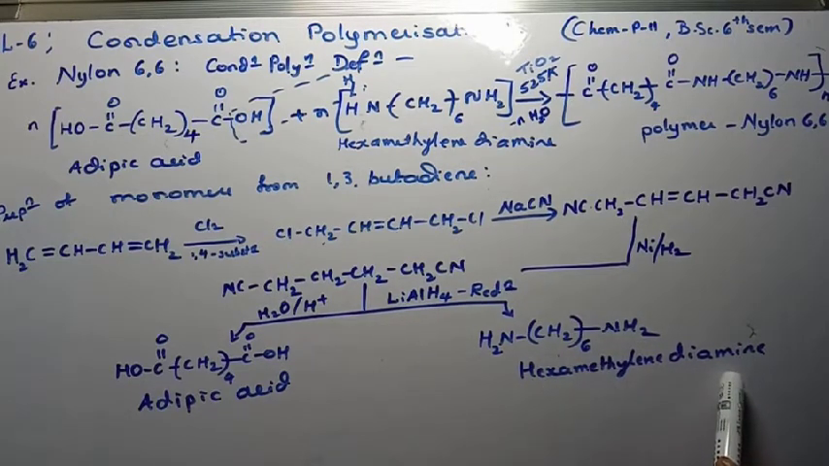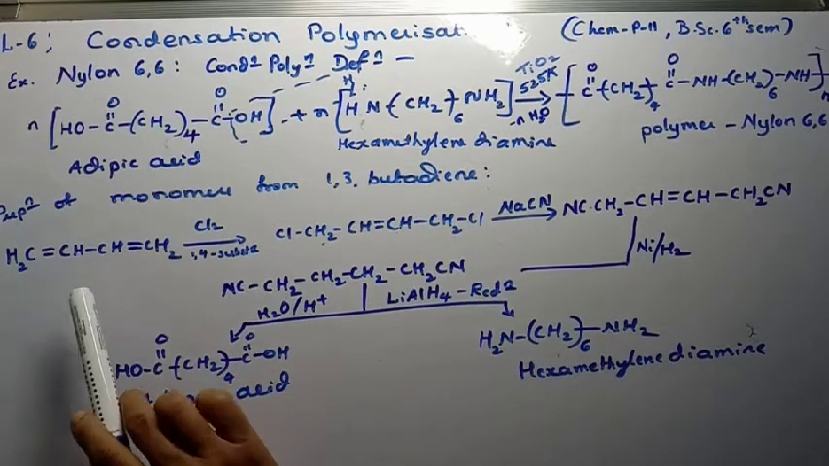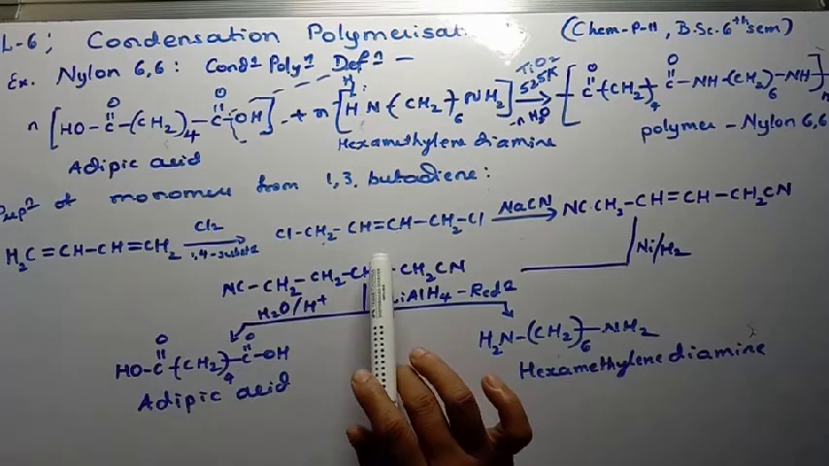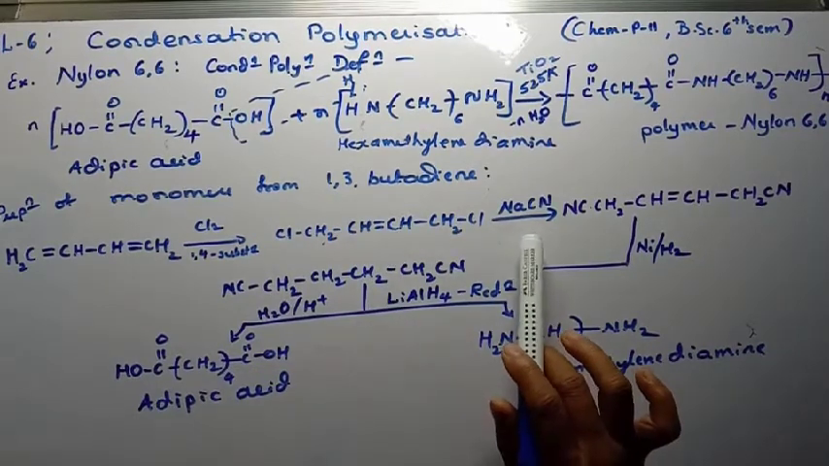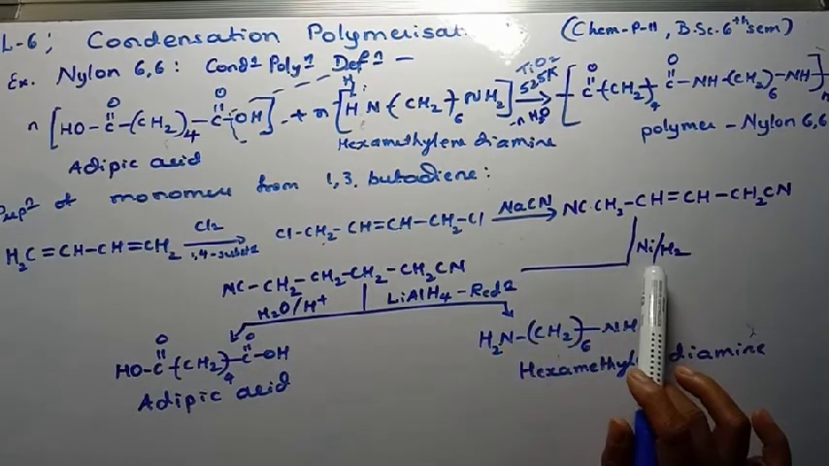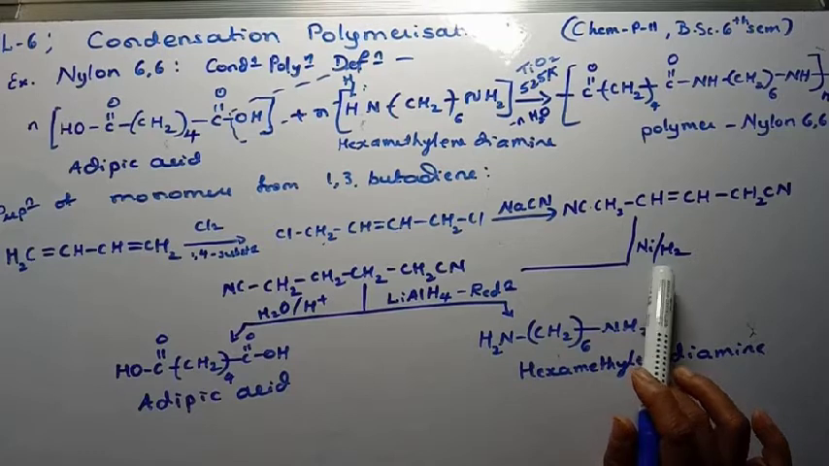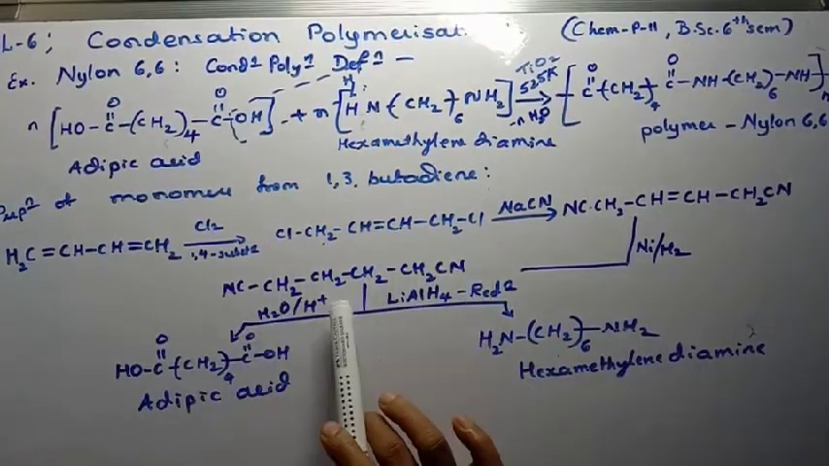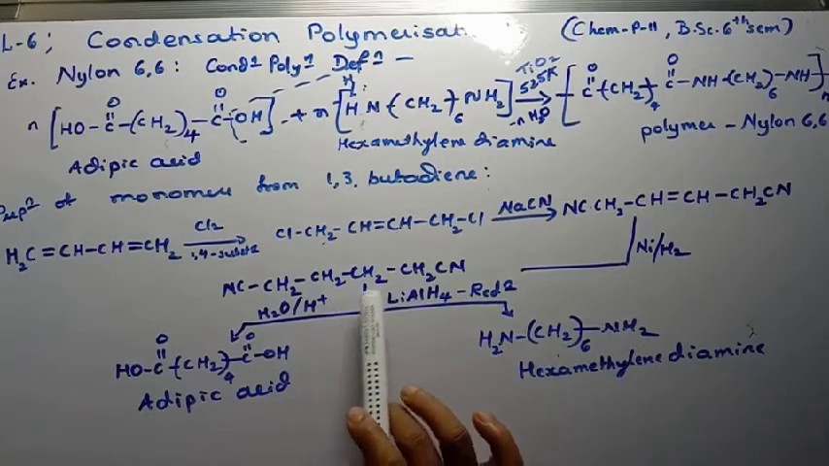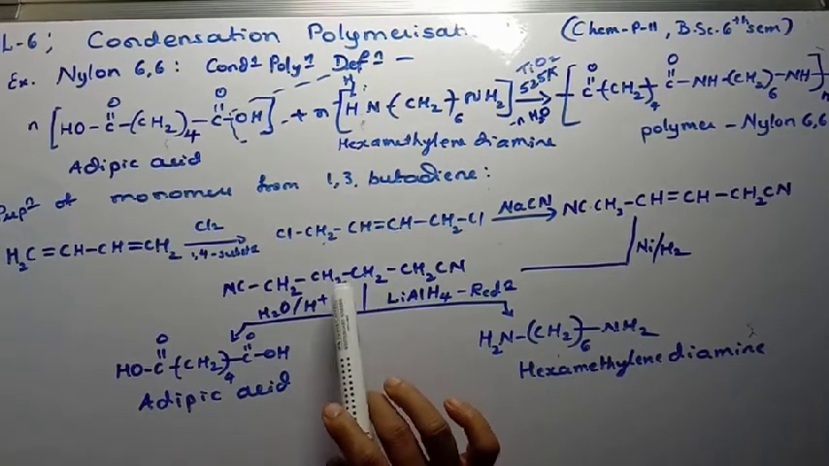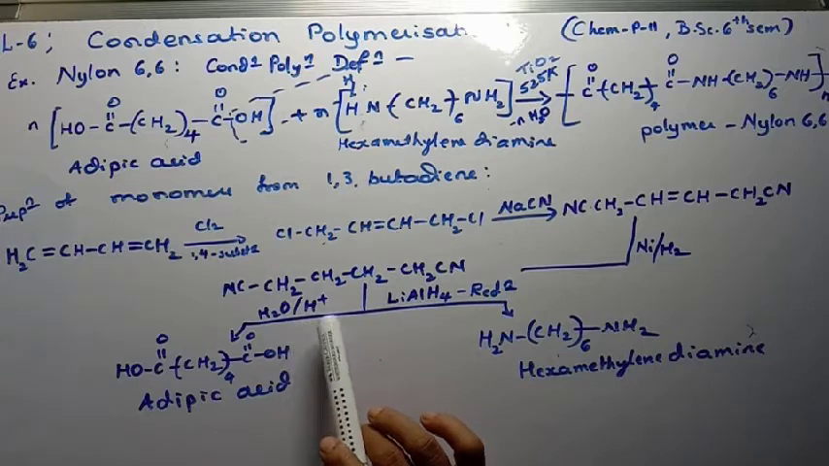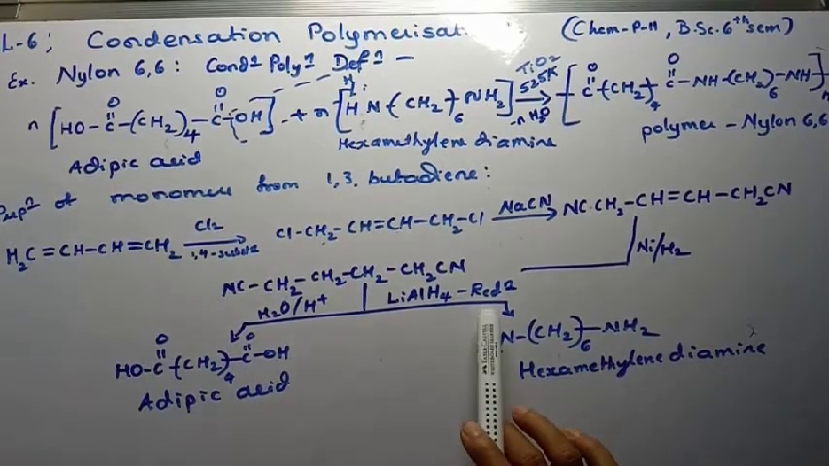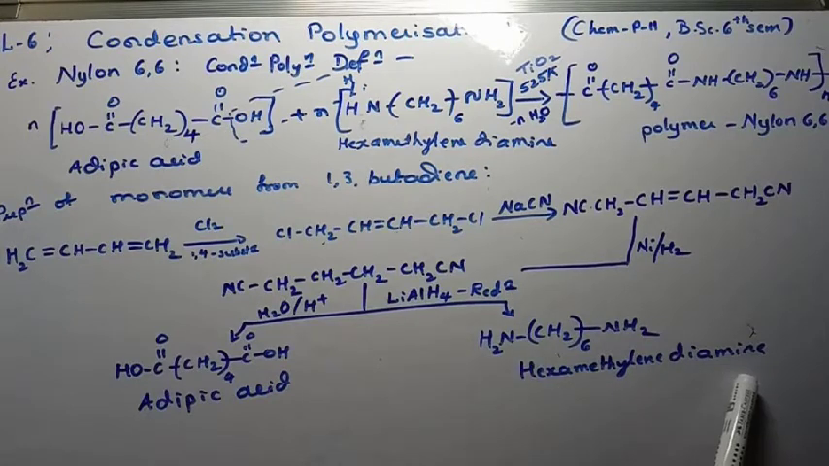In this way, starting from 1,3-butadiene, the first step is chlorination, then it is treated with sodium cyanide, and further it is subjected to reduction, and you will get the dicyanobutene molecule. And when this molecule is subjected to hydrolysis, you will get adipic acid, and when it is subjected to reduction, it gives hexamethylene diamine.